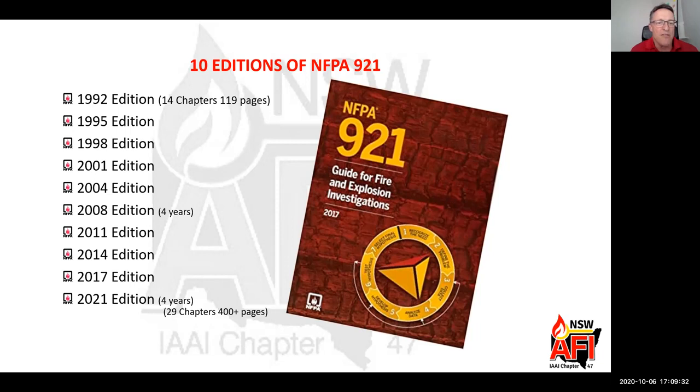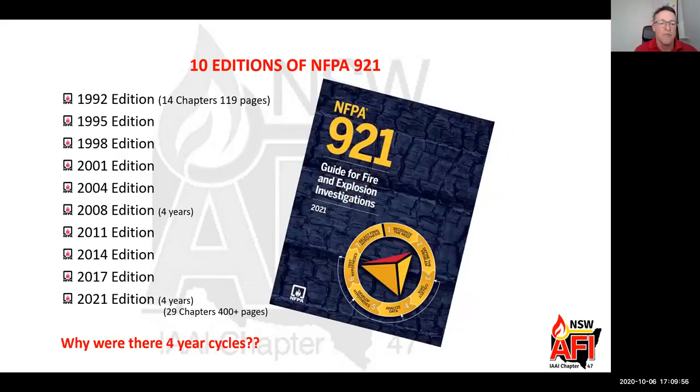So the document is revised every 3 years, except for 2008 and again in 2021, when it was a 4-year cycle. I'll explain that in a second. But every 3 years, and now you've got a reference book of over 400 pages and 29 chapters. You would have to agree that it is a very detailed document and a lot of information for fire investigators to use.